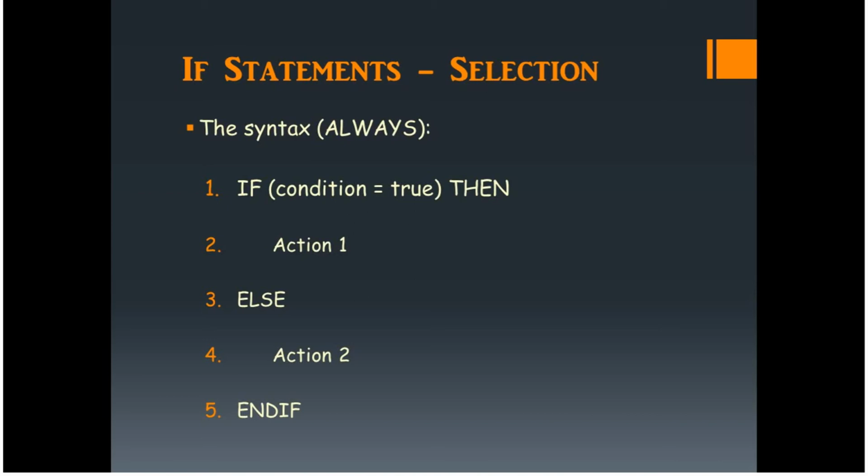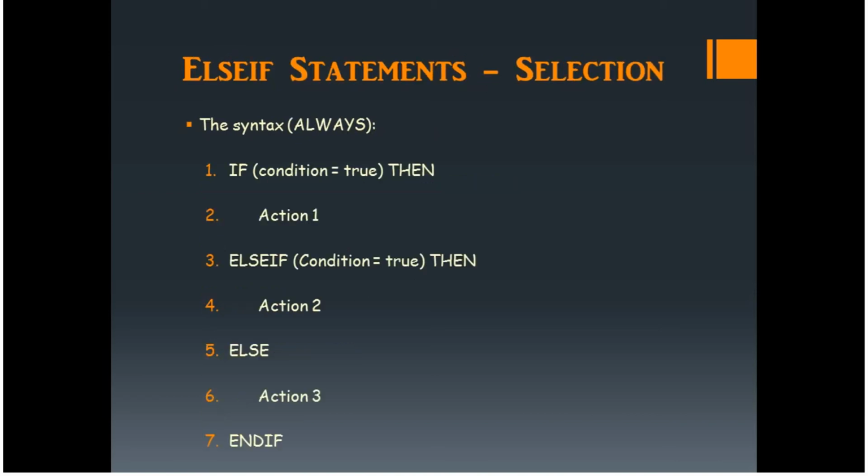You also have an else if statement. An else if is: if a condition is true, then do action 1. Else if a condition is true, then do action 2. Else, action 3, end if. Now an else if statement could have more else ifs. So for example, step 5 there, instead of being an else, could be another else if another condition is true. And so on and so on.